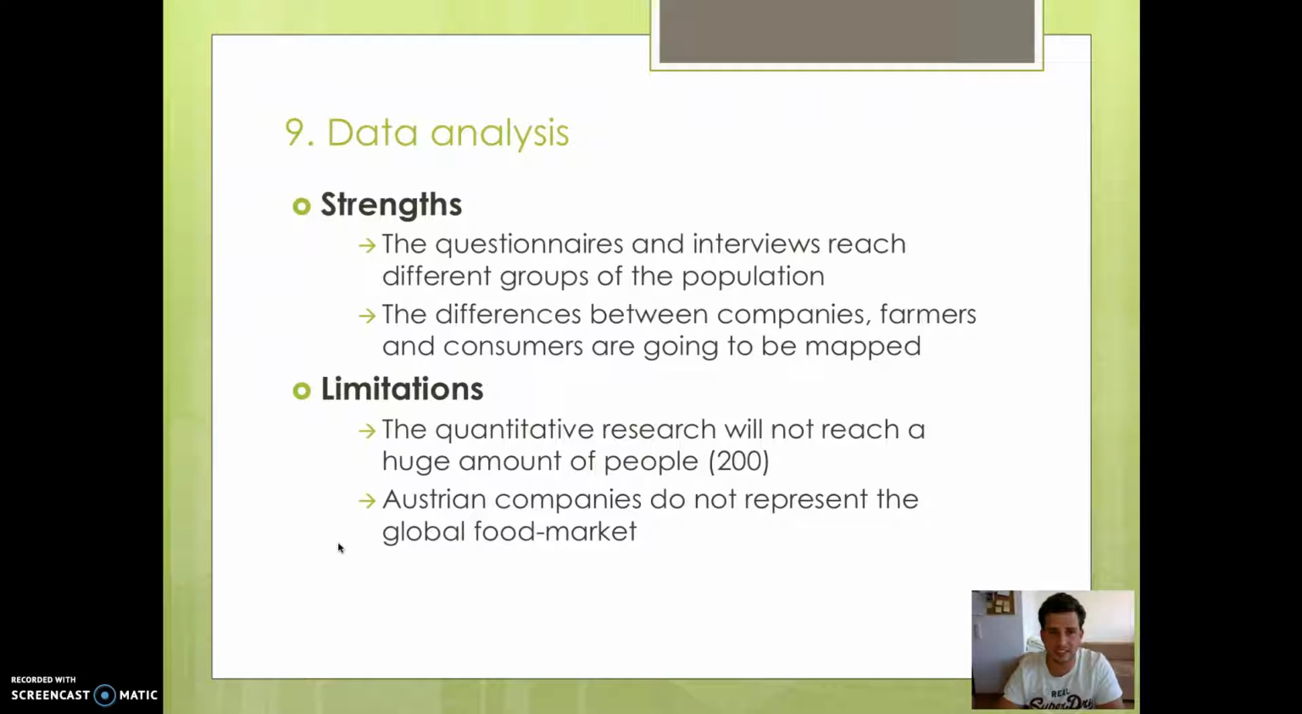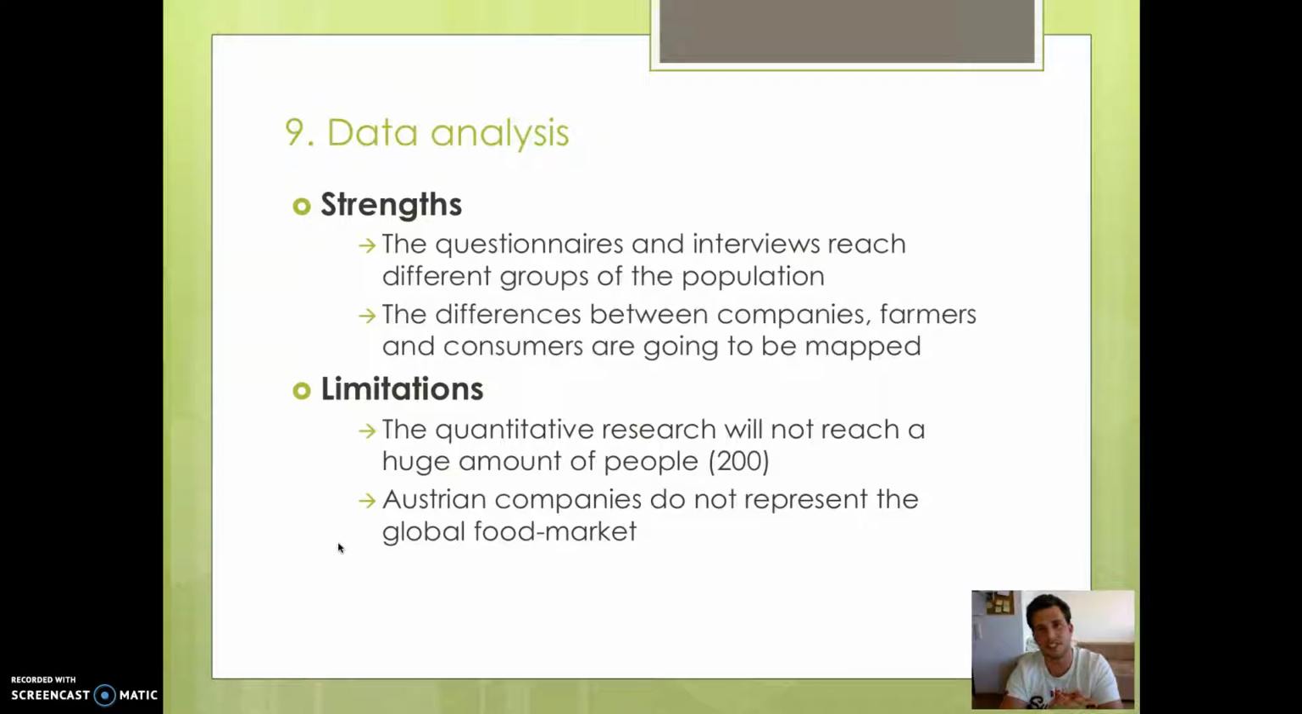The data analysis enables me to check that the questionnaires and interviews are reaching different groups of the population on the one hand, and on the other hand, I can also find out the differences between the food production companies, the retail companies in the food area, and also about the habits of farmers and consumers.